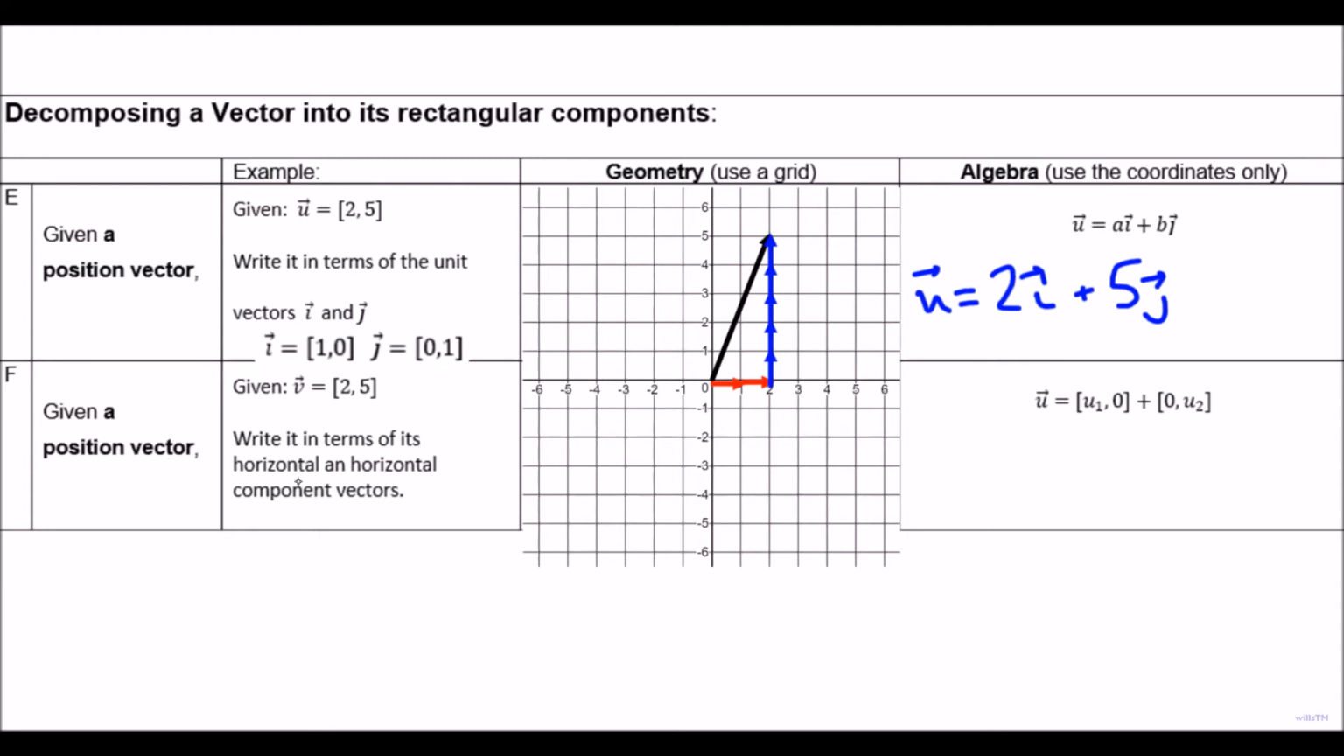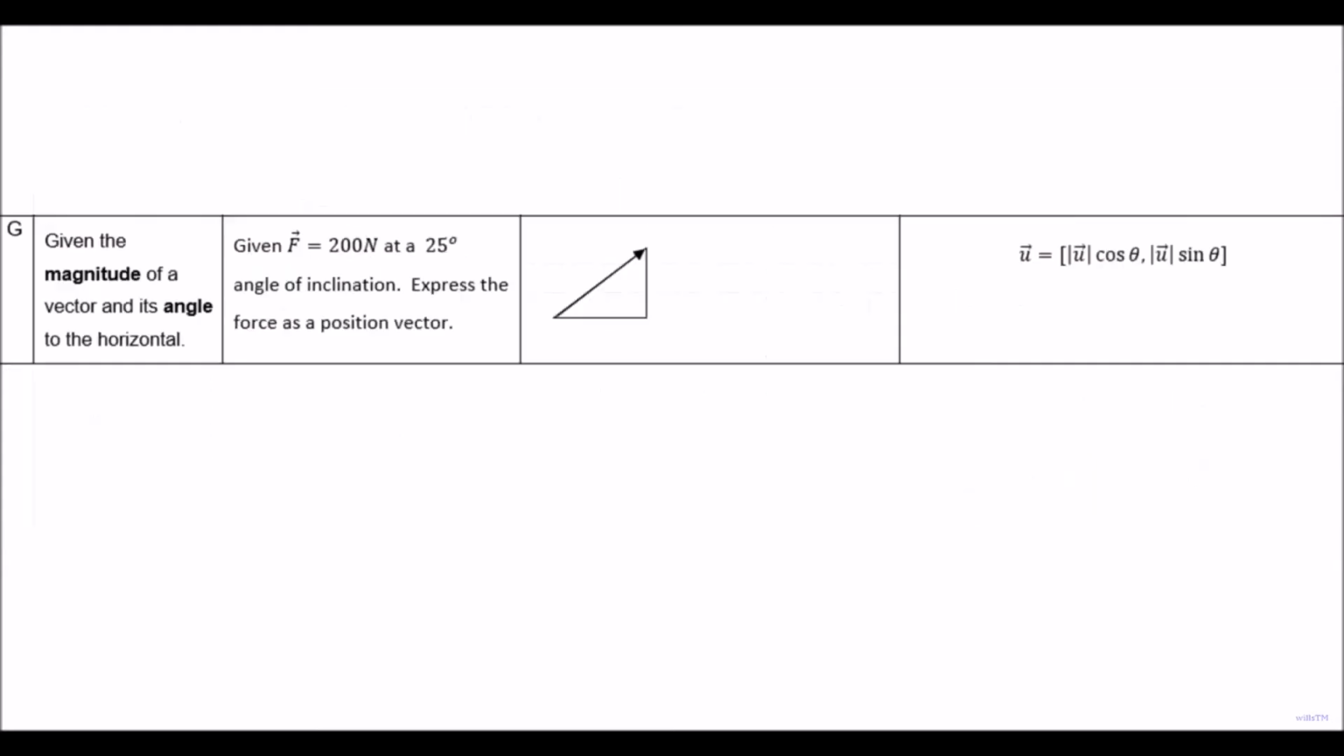To do a position vector, writing in terms of its horizontal and vertical components, this red vector here would be 2, 0. This blue vector here, if I move this over here, would be the position vector 0, 5. So I can write u as 2, 0, that's its horizontal component, plus its vertical component, which is 0, 5. There we go.